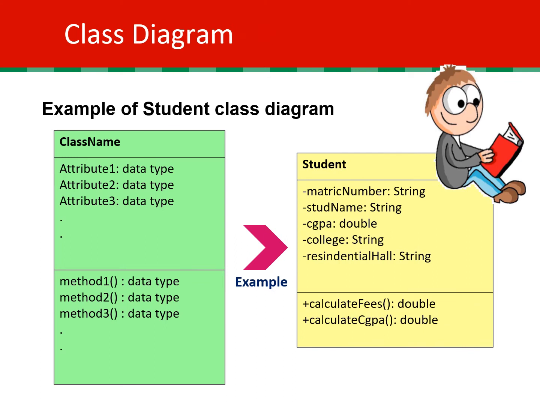Okay, this is an example of another class diagram, for student. The upper part is all attributes related to student, whatever you want to define for that student, and then the lower part is the methods. The methods related to the student class are, for example, calculate fees, calculate CGPA.